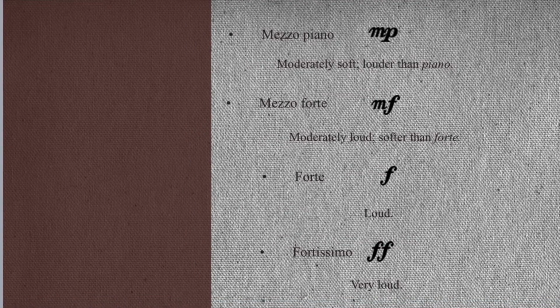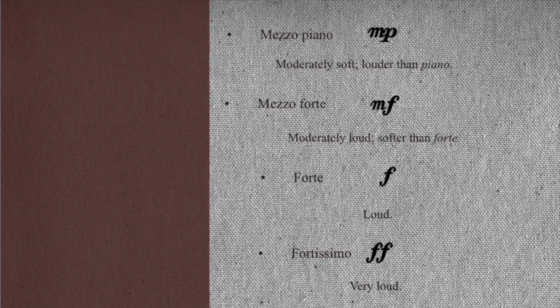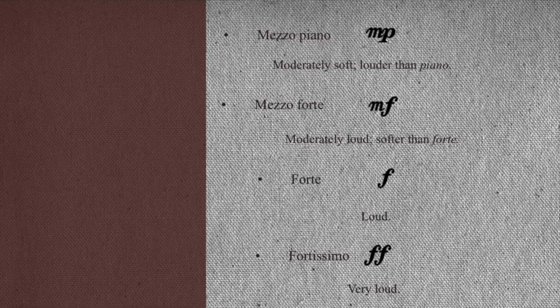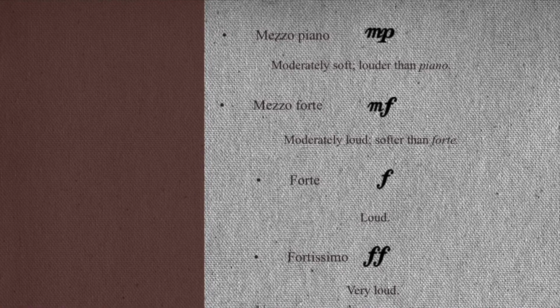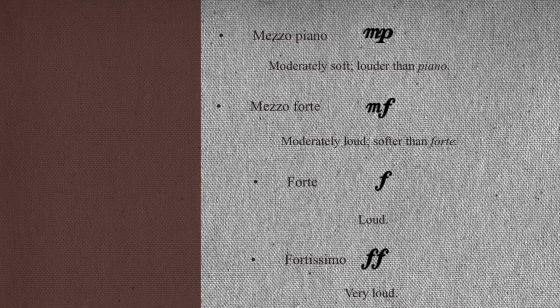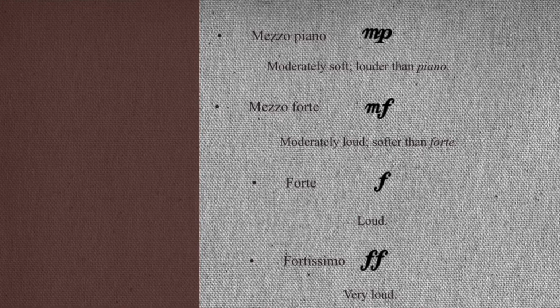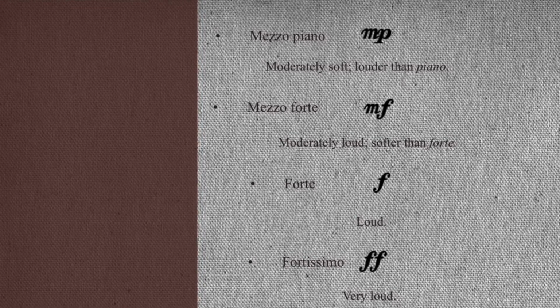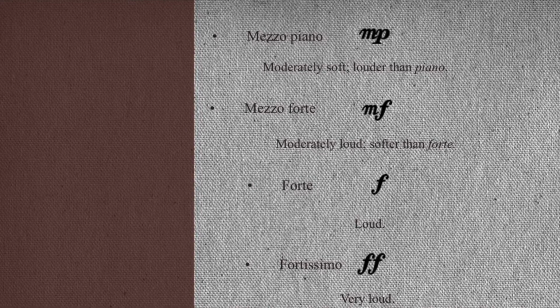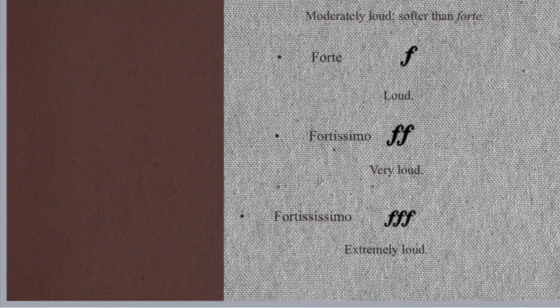Next is MP, which is mezzo piano and means moderately soft and louder than piano. Next is MF or mezzo forte, which means moderately loud and is softer than forte. Next is the F sign, which is forte and it means loud. Next is fortissimo, the double F sign, which means very loud. Lastly is fortississimo, which has the 3 signs of F, which means extremely loud.